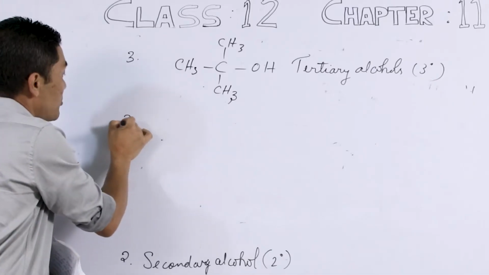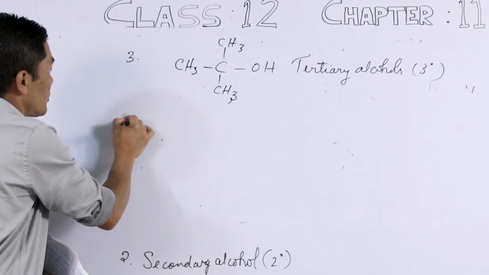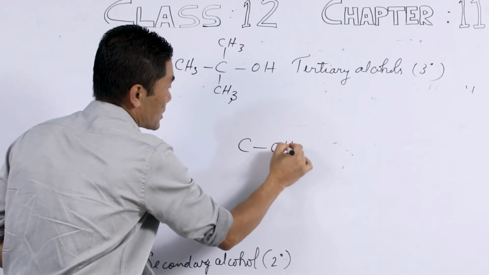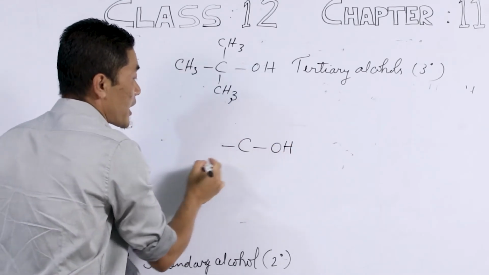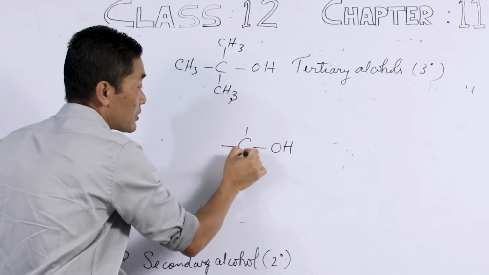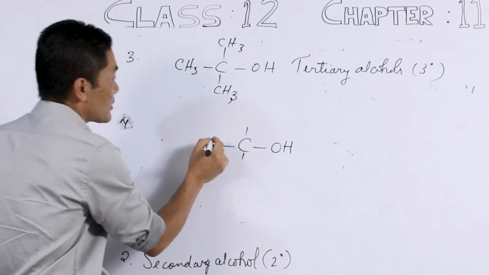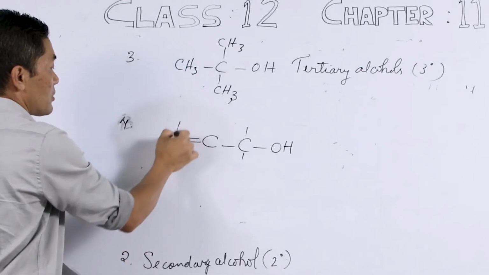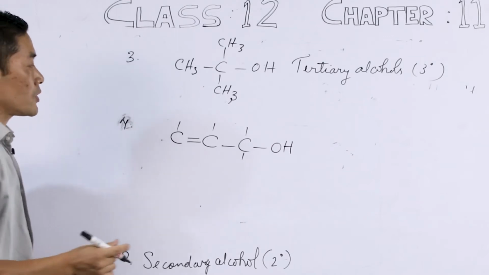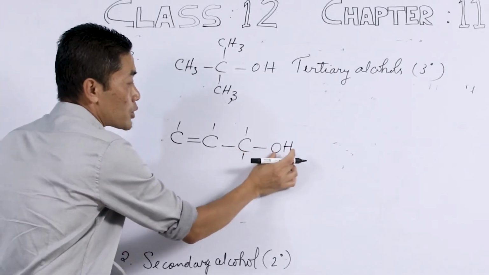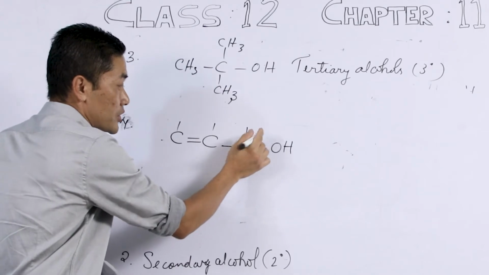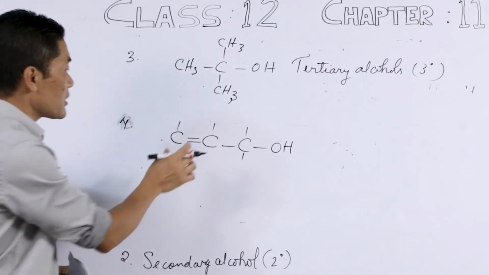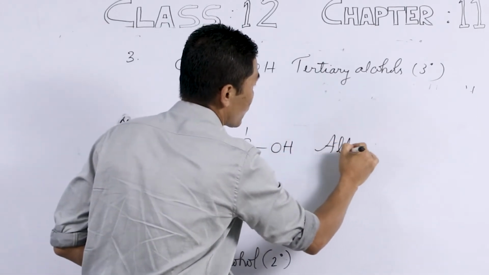Then we have another type of alcohols in which the carbon atom to which the OH group is attached is sp3 hybridized. That means it is joined by single bonds only, but the next carbon is joined to others by a double bond, like this. So the carbon atom to which the OH group is bonded is sp3 hybridized, but the next carbon is sp2 hybridized. These are called allylic alcohols.